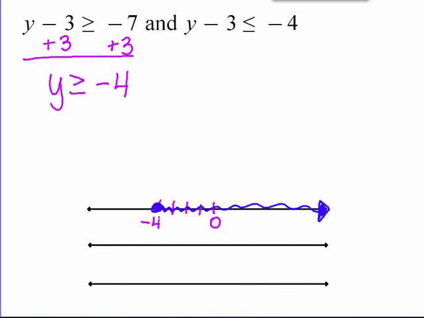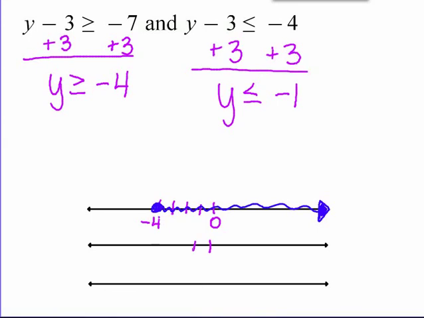Okay. Next one. What do you do over here? Add 3. So I get y is less than or equal to? Negative 1. So then I'm going to draw a new line. At negative 1, what type of circle? Closed. And which way am I going to shade? To the left. Now, our final answer is going to be the intersection of those 2 graphs.